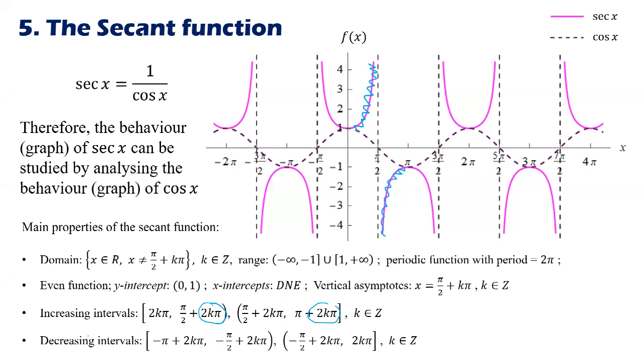Understand? So similarly, decreasing intervals. One of the decreasing intervals, for example, here is a decreasing interval, and here is another decreasing interval, which can be expressed as minus pi plus 2k pi to minus half pi plus 2k pi, and minus half pi plus 2k pi to 2k pi. Understand? Do you have any questions?